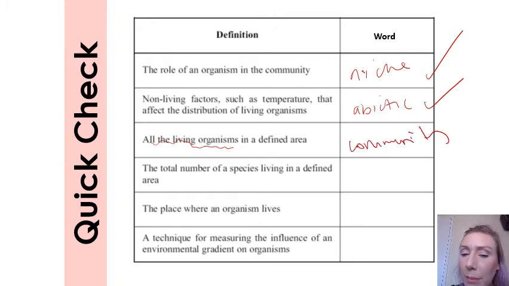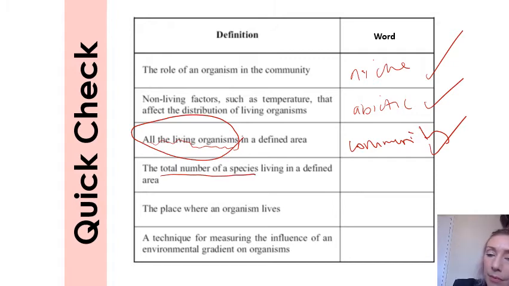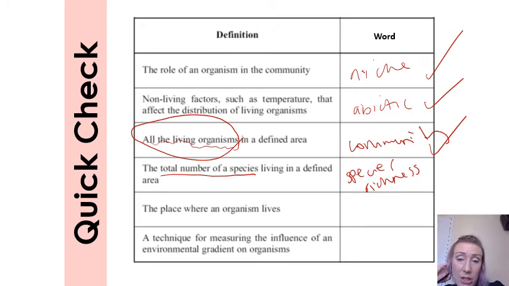Can you see why I've gone for that one? Because a community, we said, was all the individuals of all the different species living together in that area at that time. So that would be all the living organisms in that area at that time. That's your community. The total number of species living in a defined area. So what did we say number of species was a measure of? This is a measure of species richness.